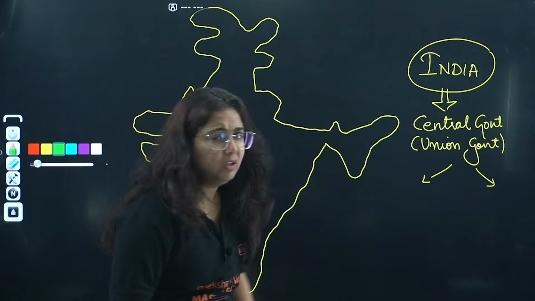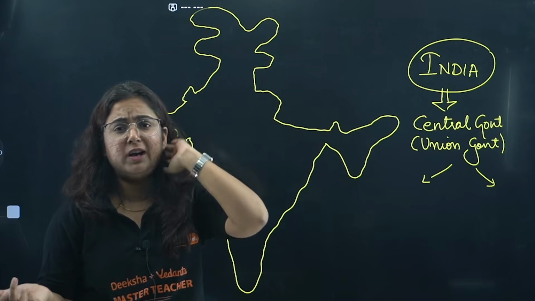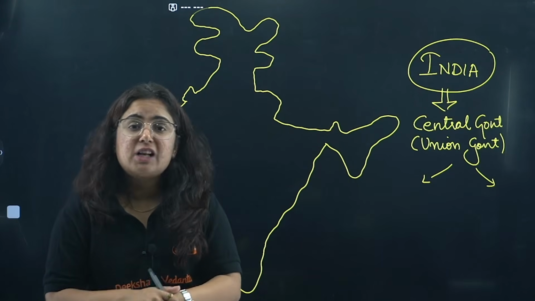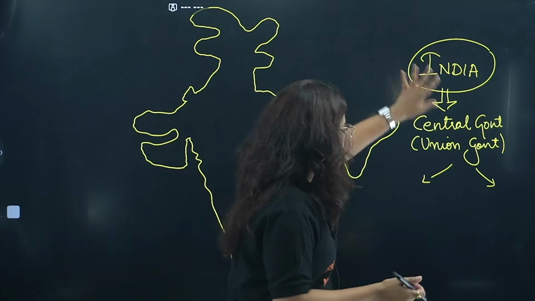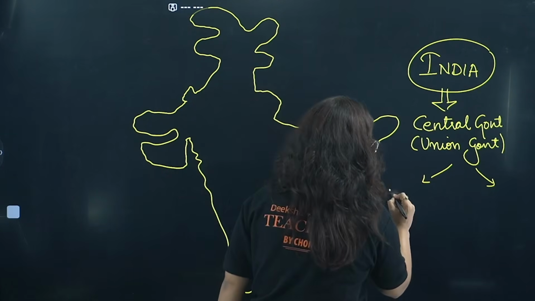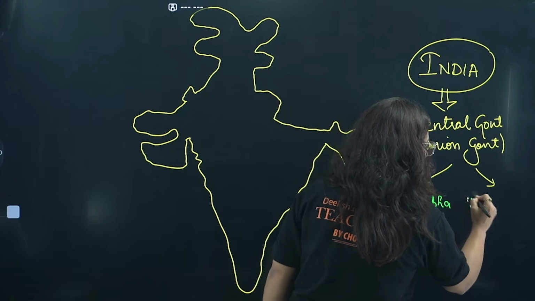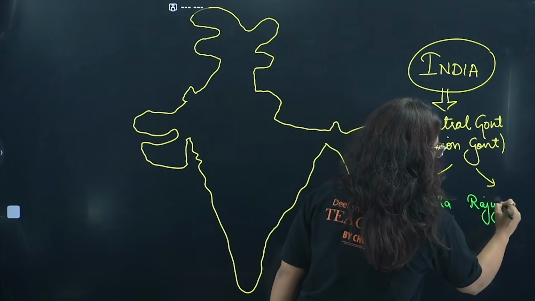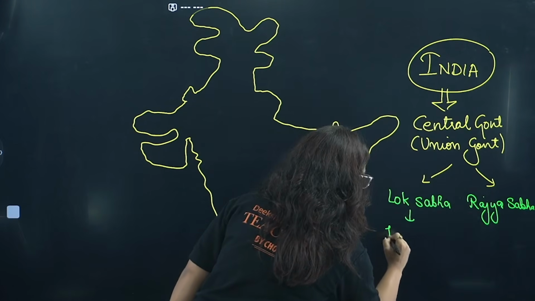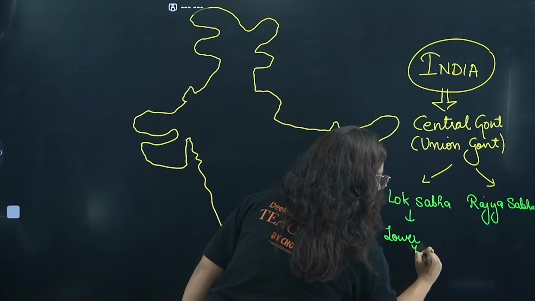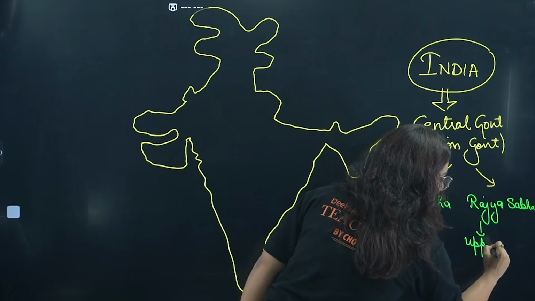Okay, so I know that there are a lot of students thinking that ma'am, these are so basic, we learn this in class 4th and 5th, why are you teaching? For the students who are actually not able to understand this, this is the basic slide. So India, a country with central government. Here we have two houses, beta: Lok Sabha and Rajya Sabha. Lok Sabha is popularly known as lower house, and Rajya Sabha is popularly known as upper house.